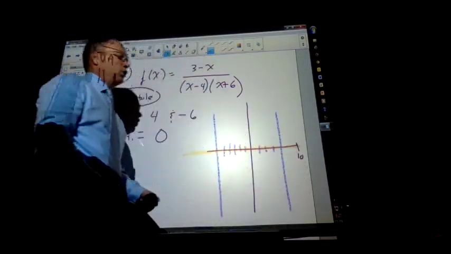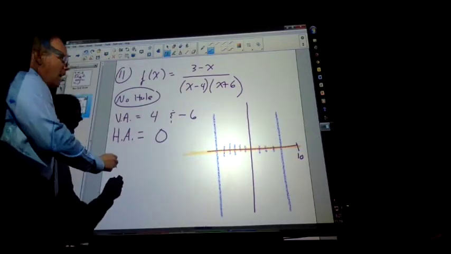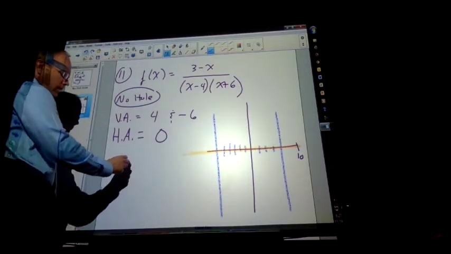If I were to plug 10 in, on top I'm going to get negative 7.